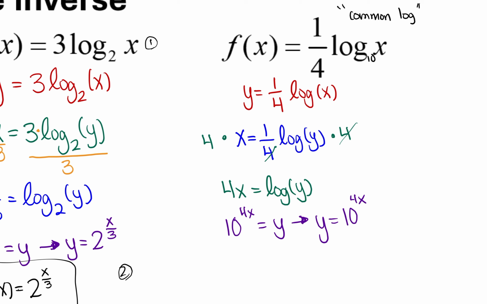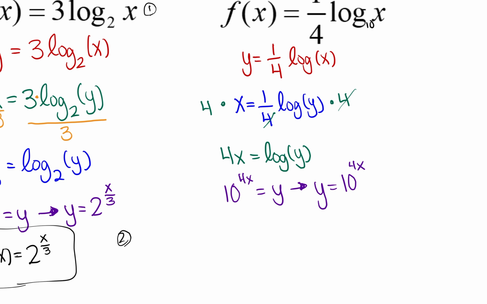So did I get y to be all by itself? Yes, I did. So my next step is to rewrite this to be the inverse notation. So we have the inverse of f of x is equal to 10 to the power of 4x. Let's go ahead and box that in.